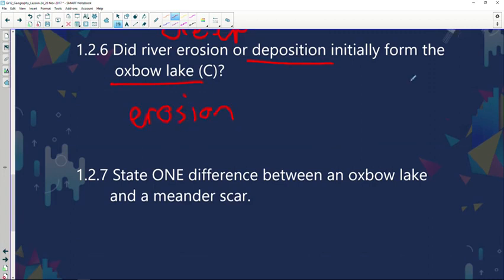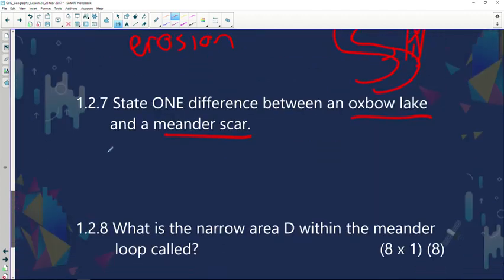Now the simple reason, if you look at it, is that your river meandered. And what happens over time? It will erode straight through over here at the cutoff slopes, and eventually over time your Oxbow Lake will be separated from the river. State one difference between an Oxbow Lake and a meander scar. Now the only difference is that the Oxbow Lake has water in it, and the meander scar is dried up.